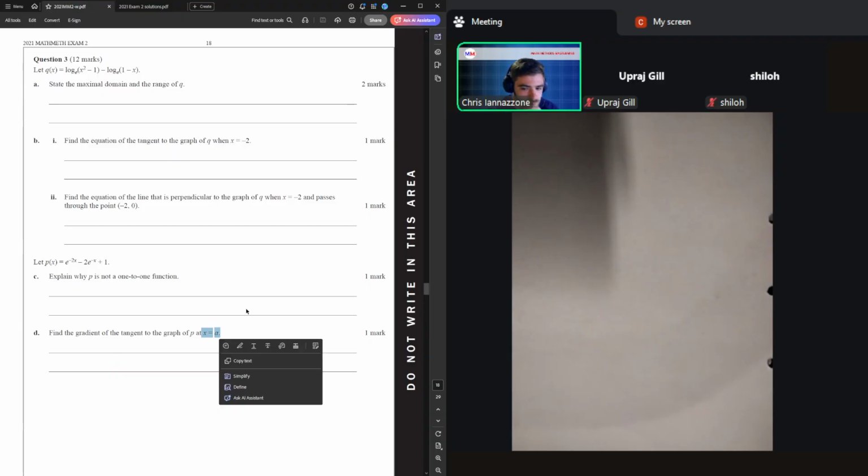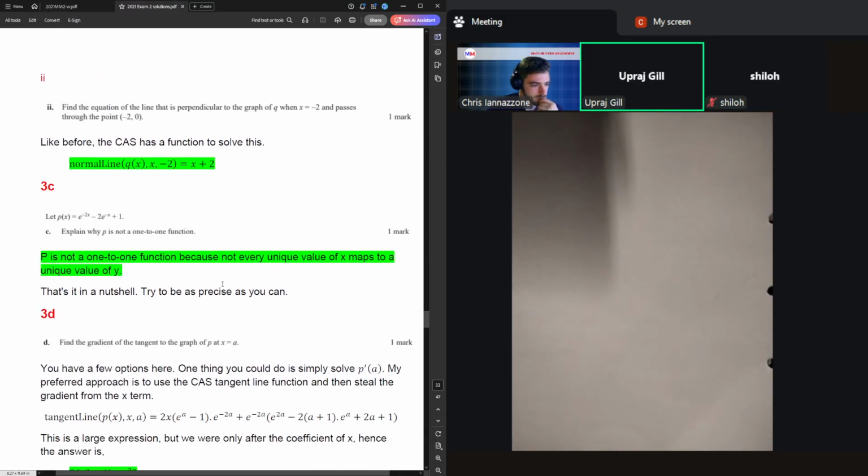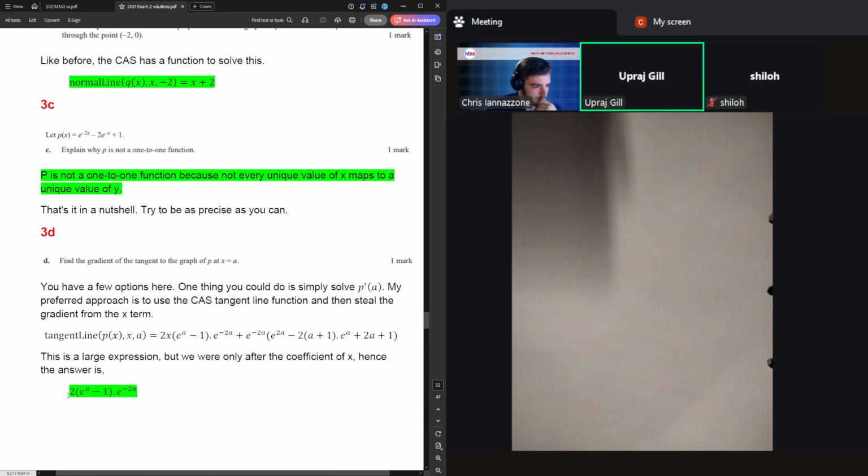Gradient of tangent. Is it 2e to the power of negative a minus 2e to the power of negative 2a? Yeah, yep, that'll be good. Nice.